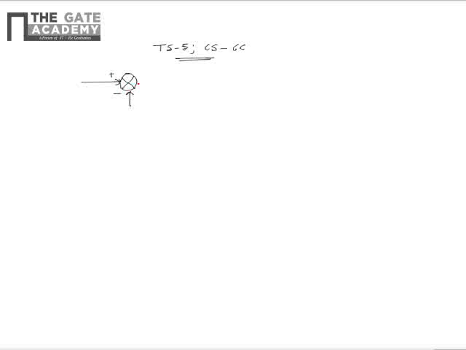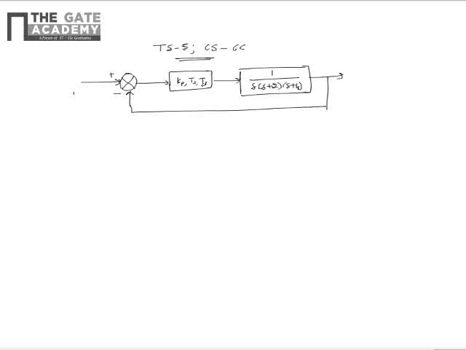As shown in the figure, the control system has a PID controller with parameters as Kp, Ti and Td, and the forward path transfer function which is connected in cascade with the PID controller is 1 by s multiplied by s plus 2 multiplied by s plus 4, and please note that the feedback here is unity negative feedback.